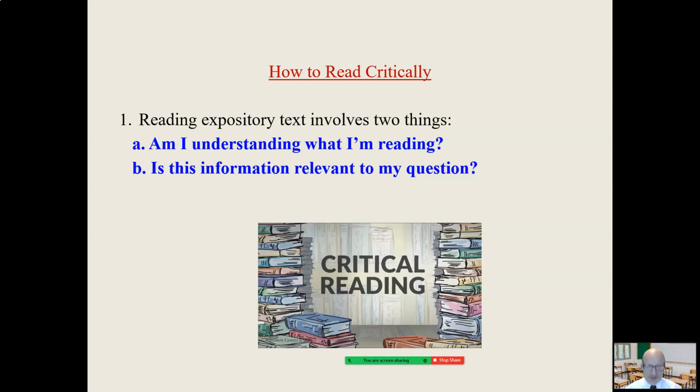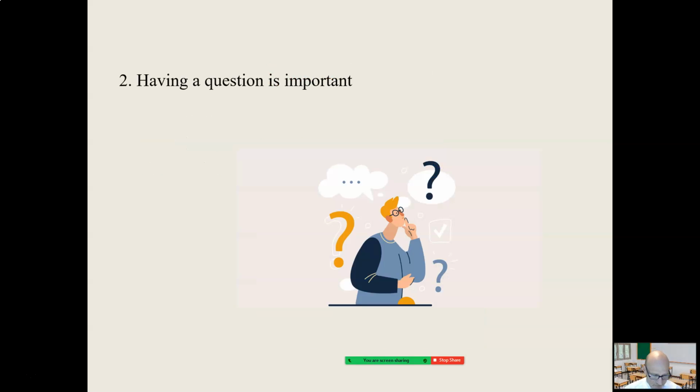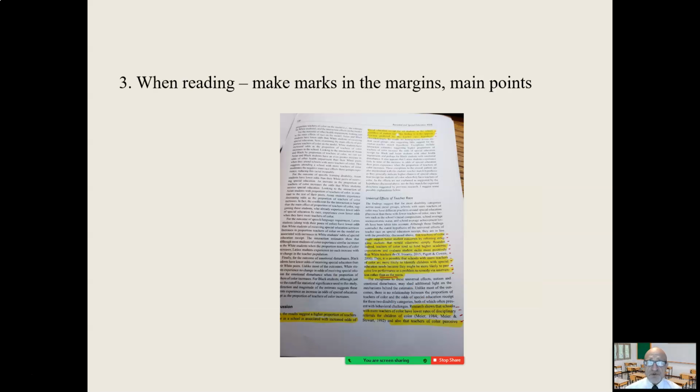And then the second question to ask is, is this information relevant to my question? That again points to the importance of putting your topic in the form of a question. So as you're reading, you are attending specifically to information or ideas that are relevant to your question. Having that question is important. You're focusing only on the relevant data as you're reading. Not everything in an article or a research paper needs your attention, and not everything is relevant to your question. That's why it is so important to have that question.